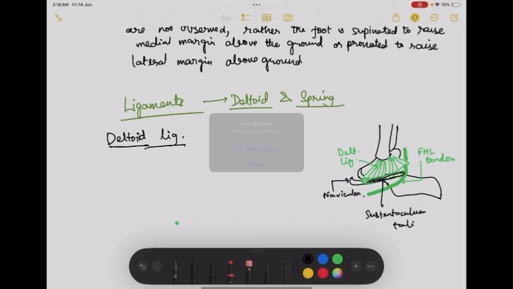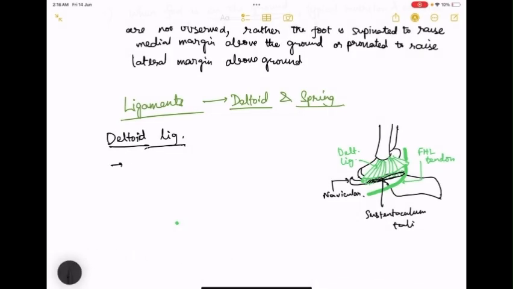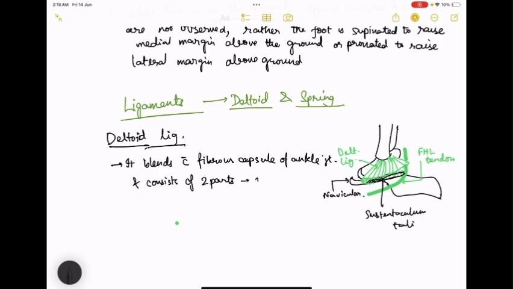So let's get cracking once again. Deltoid ligament. It blends with fibrous capsule of ankle joint. It's a ligament around the ankle joint, so definitely it will blend with the fibrous capsule of the ankle joint, no? And consists of two parts. Very important: superficial and deep.